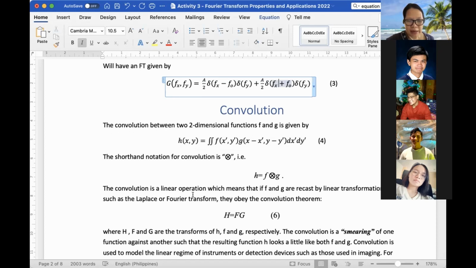Now, again, convolution is a linear operation as well, which means that if f and g are recast by linear transformations, such as the Laplace or the Fourier transform, they obey the convolution theorem, which is, if you take the Fourier transform of h, the convolution of f and g, in Fourier space it satisfies this.